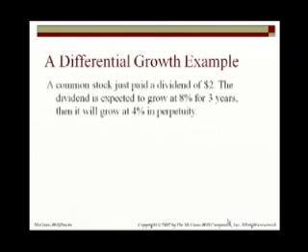So here's a stock that just paid a dividend of $2. So they're telling us that D0, which is a point of reference but not an actual cash flow, is $2. The dividend is expected to grow at 8% for 3 years, then it'll grow at 4% in perpetuity.